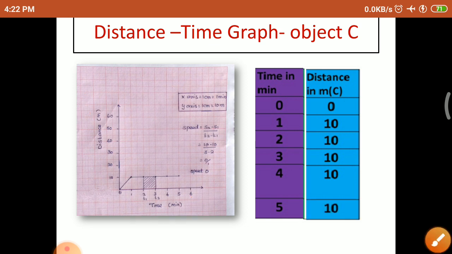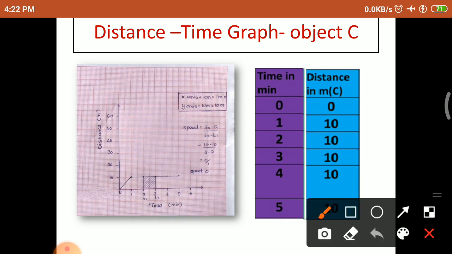Then I marked the points. When time is 0, the distance is also 0. When the time is 1, the distance is 10. When time is 2, the distance is 10. When time is 3, the distance is 10. When time is 4, the distance is 10. When the time is 5, the distance is 10.